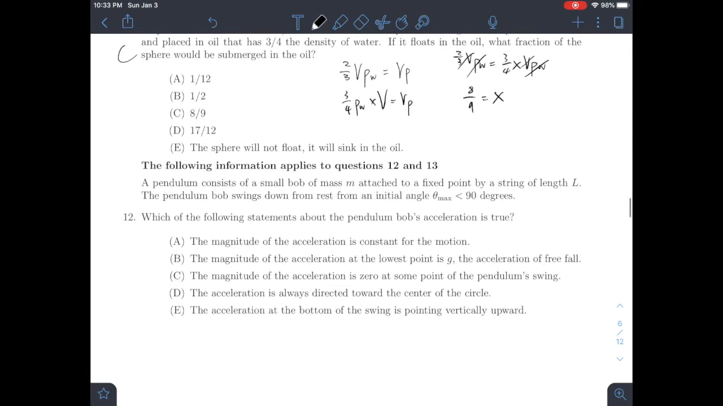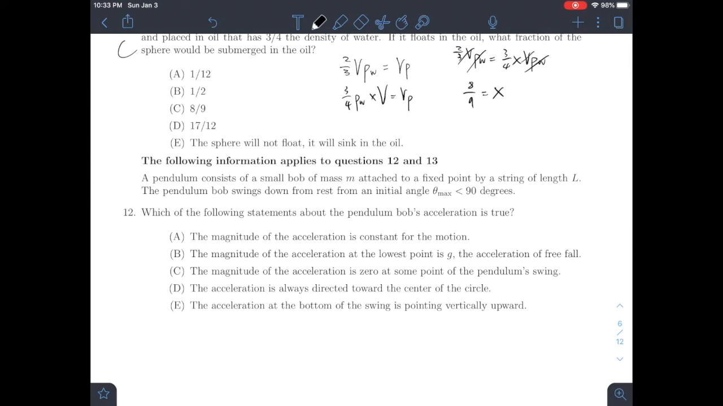Okay. Question number 12. Which of the following statements about the pendulum bob's acceleration is true? A pendulum consists of a small bob of mass m attached to a fixed point by a string of length L. The pendulum bob swings from rest at an initial angle theta max that is smaller than 90 degrees. A: The magnitude of acceleration is constant for the motion. That's definitely not true. There are two different forces acting on the pendulum. They are in different directions, and they're changing constantly.